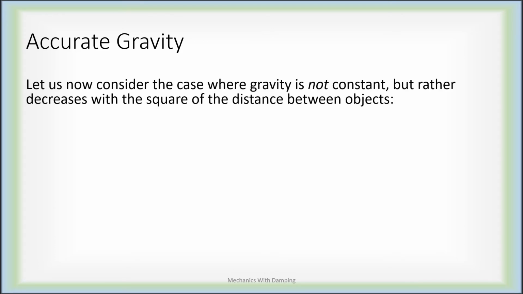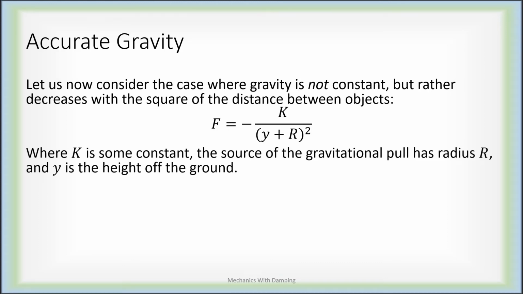Now, gravity isn't quite constant, unfortunately. Gravity decreases according to the square of the distance between objects. So the gravitational force is some negative constant k over (y plus r) squared, where k is just some constant, the source of the gravitational pull, like the Earth, has radius r, and y is the height off the ground. So this denominator of y plus r represents your distance not to the Earth's surface, but the distance to the Earth's center, your height plus the radius of the Earth, for example. So this denominator squared is your distance to the center of the gravitational pull. k is still just some constant.